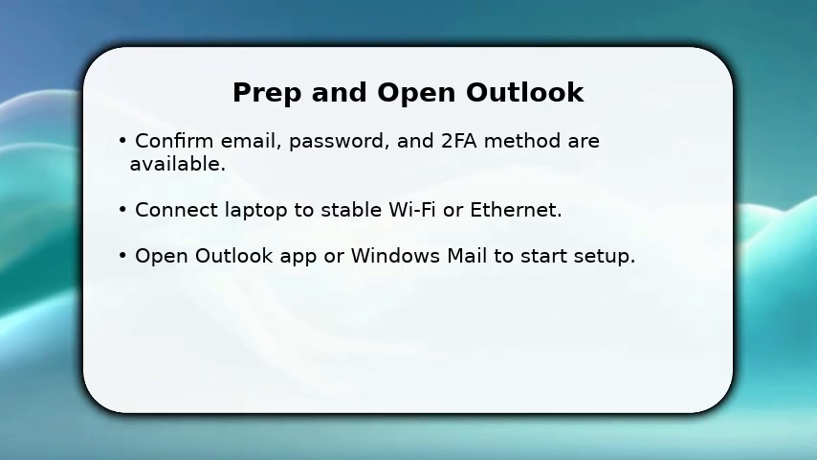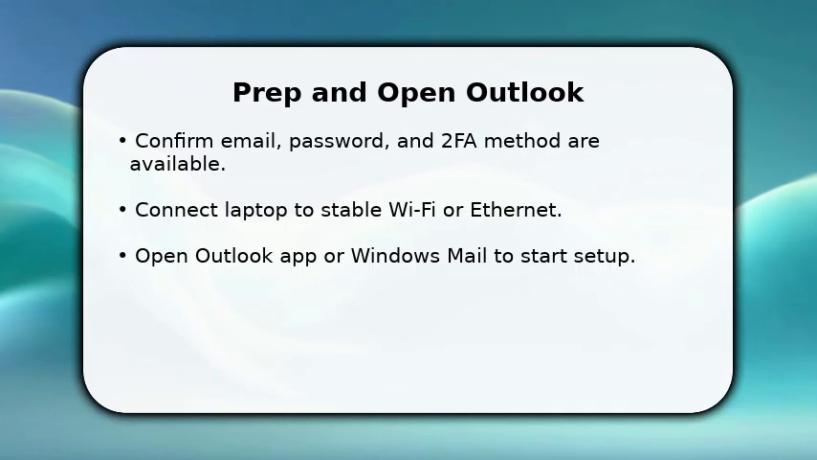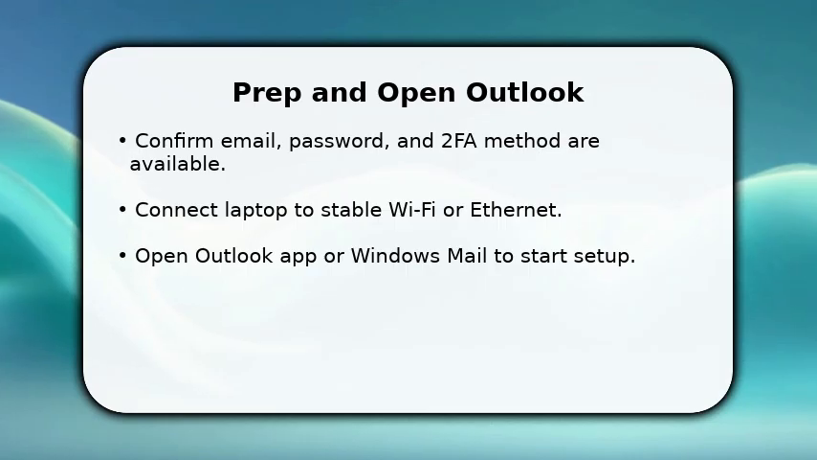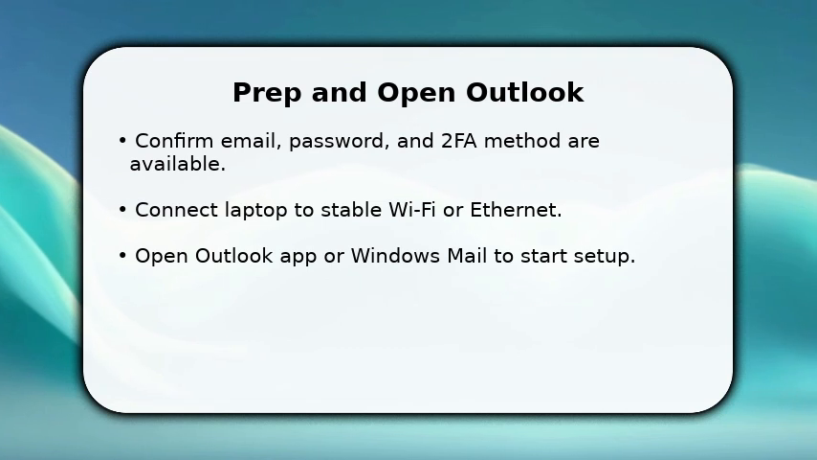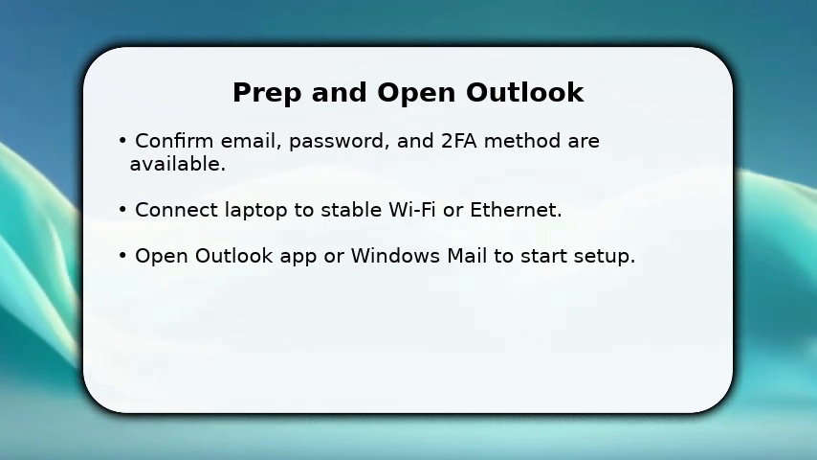Now open the Outlook app. If it's not installed, use Microsoft Store. When Outlook prompts, choose Add Account and enter your email. This initiates automatic server discovery. You're already past the tedious prep and into the first actionable steps needed to close the connection.